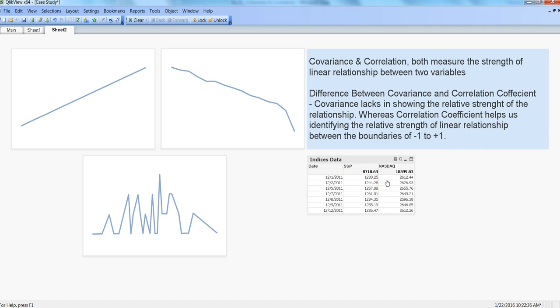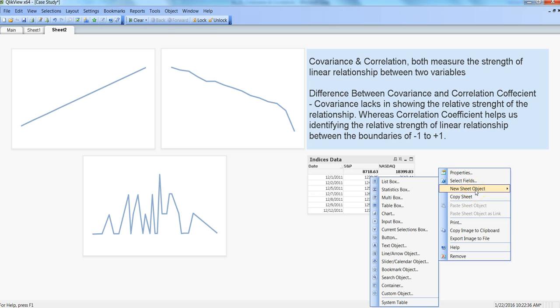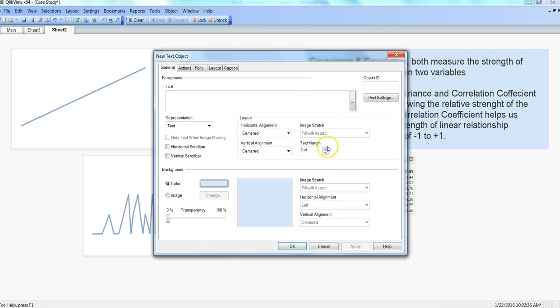Let's see how positively correlated the values are. If you right click on this blank area, go to new sheet object, and let's say I choose a text object because it is going to give me just a single value between the two variables. I would say equal to, get the formulas, and I would say CORREL. CORREL is basically your function to get the correlation coefficient, and then I need to specify value 1 and value 2. These are the two values between which we want to identify a relationship. The first one is S&P 500, and I put a comma and say NASDAQ and just close the bracket. For now, I'll just click OK.